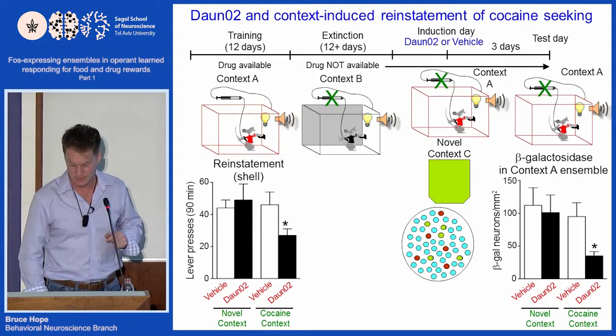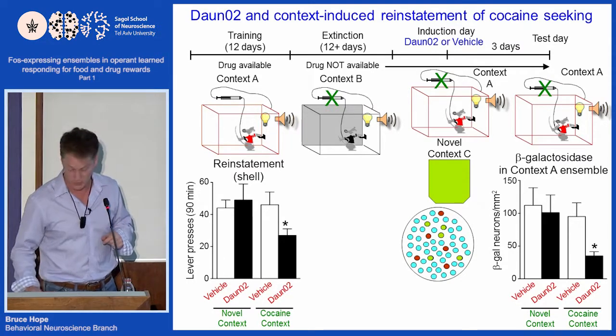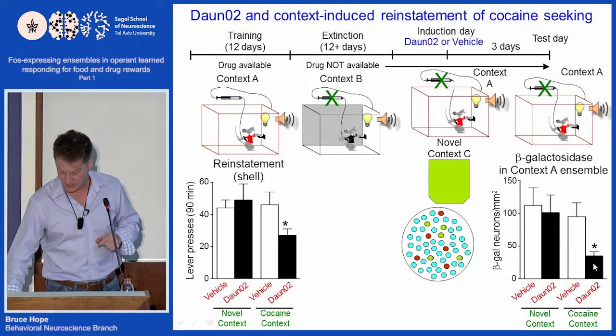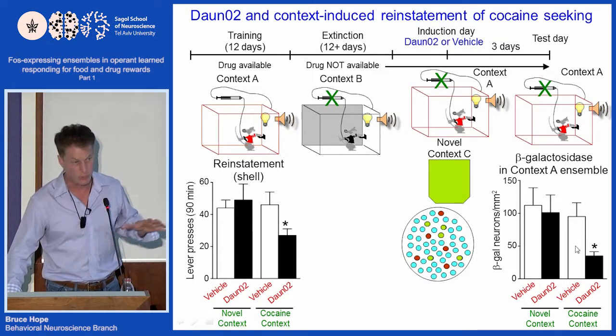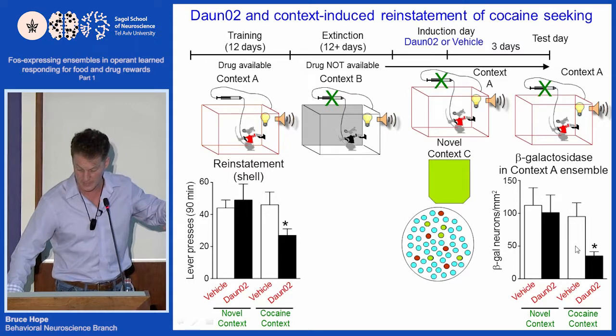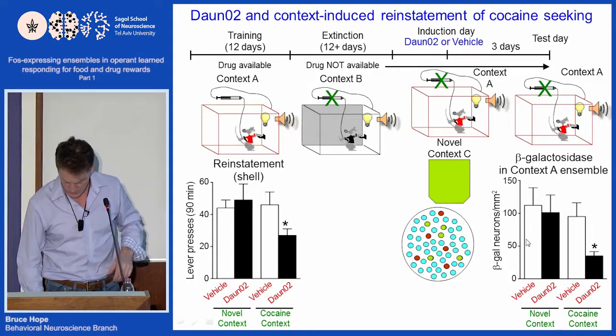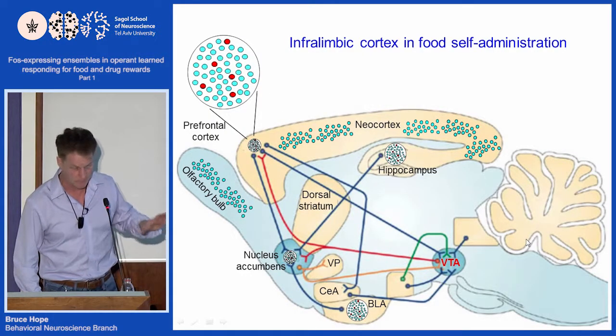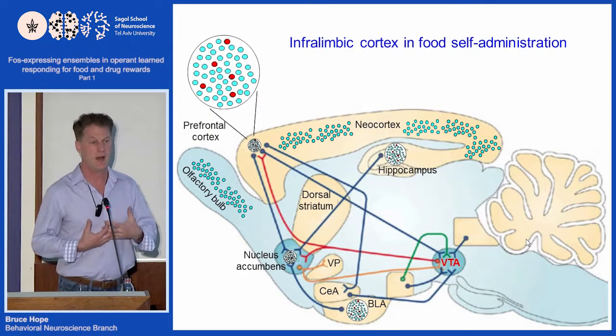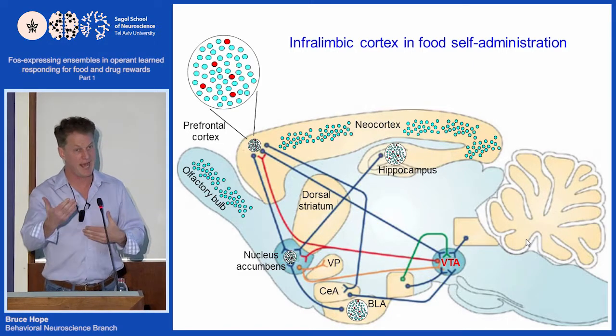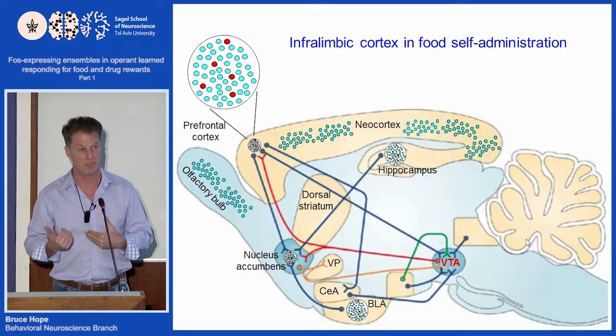Of course, naturally the beta-galactosidase that was induced on that test day is decreased when you kill off the context A-related neurons, but not when you kill off the novel context neurons. Skip ahead. Okay, that's one story. That's basically showing you what happens when you take out one particular ensemble.